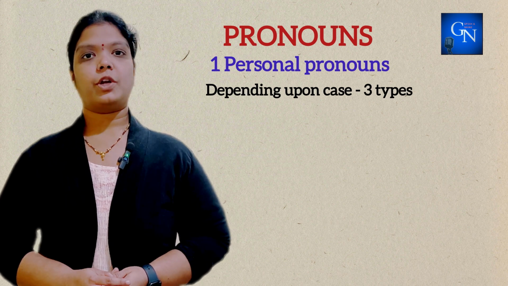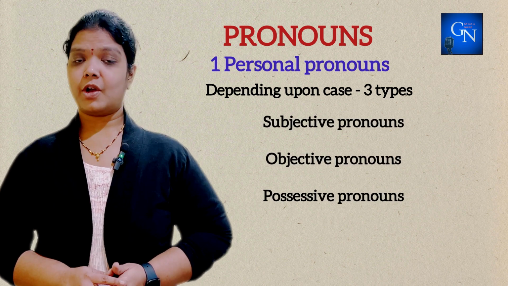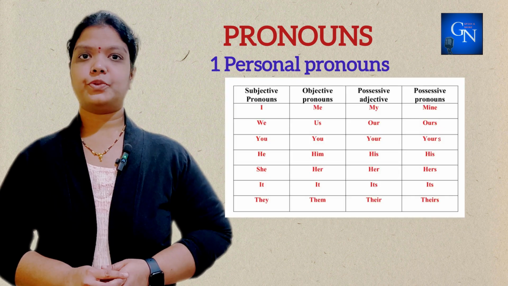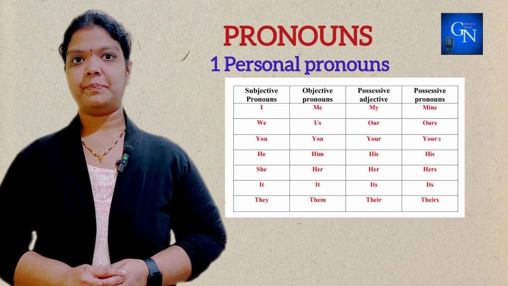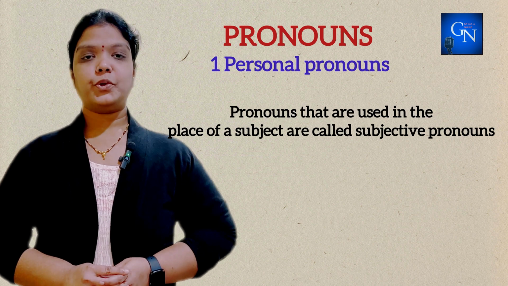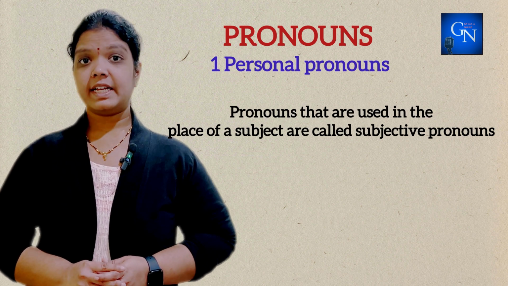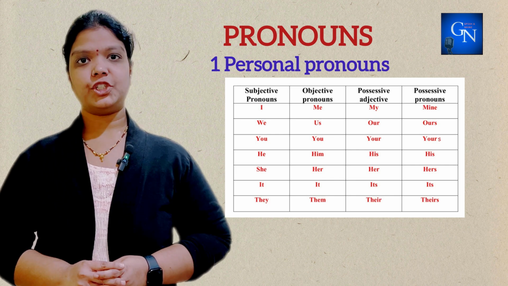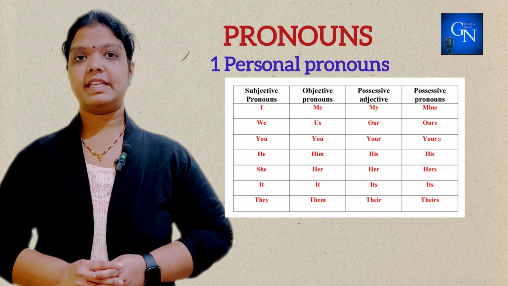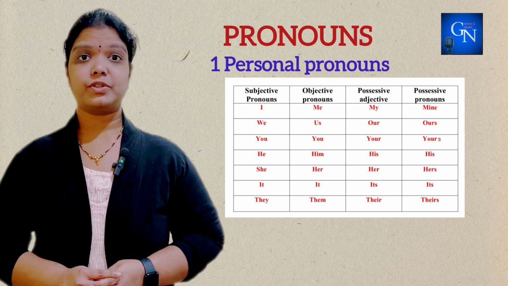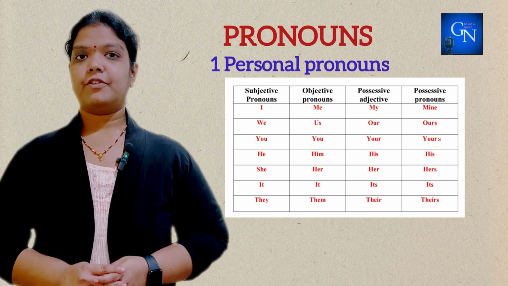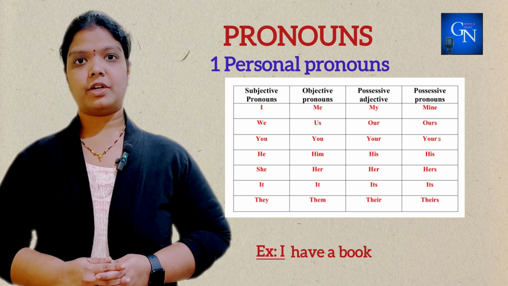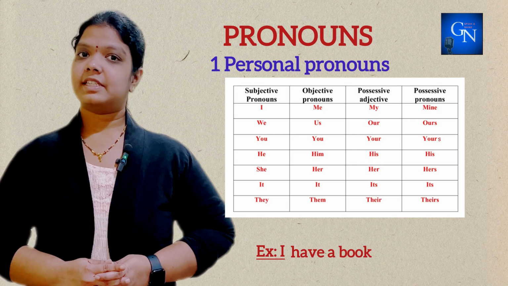Depending upon the case, pronouns are of three types: subjective pronoun, objective pronoun, and possessive pronoun. Here is the table that helps you to remember the pronouns so easily. The pronouns that are used in the place of a subject are called subjective pronouns. I, we, you, he, she, it, they. These are all the subjective pronouns that are used in the place of a subject. For example, I have a book. So here I is a subjective pronoun that is used in the place of a subject.